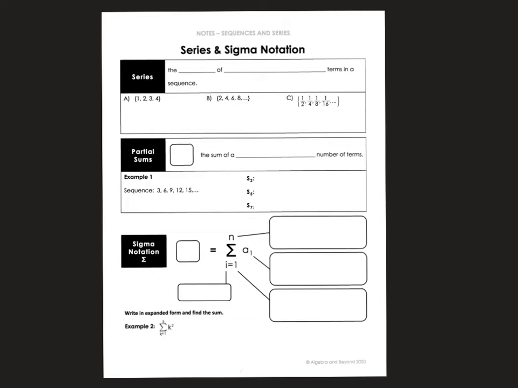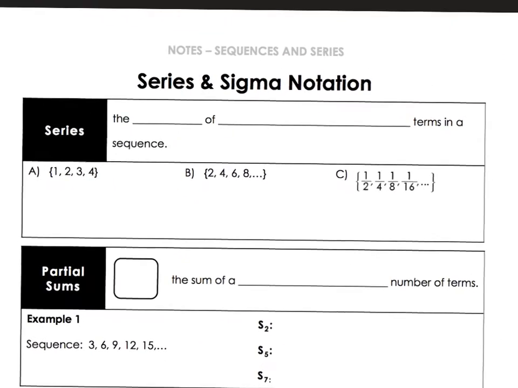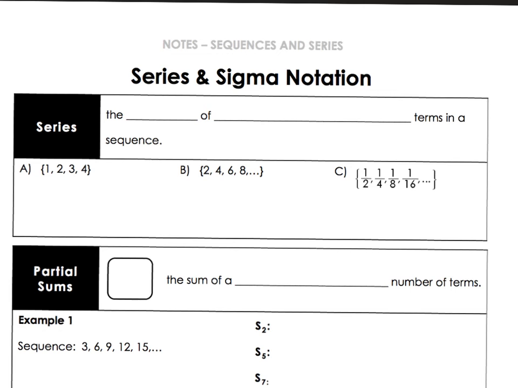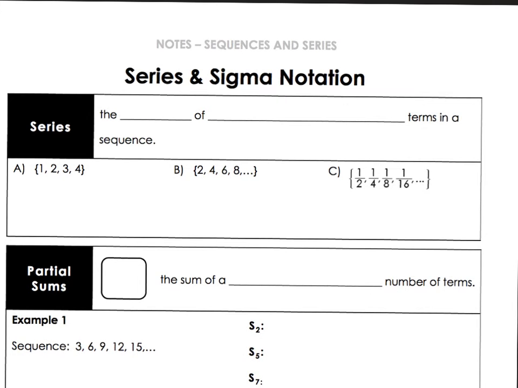So first we have just the definition of what a series is. A series is the sum of consecutive terms in a sequence. So essentially what we're going to be doing here is a lot of adding. For example, A, we're going to take 1 plus 2 plus 3 plus 4. Okay, and that's the end of that sequence. There's no other terms, there's no dot, dot, dot. This is it. So we add up these numbers and we'll get 10.